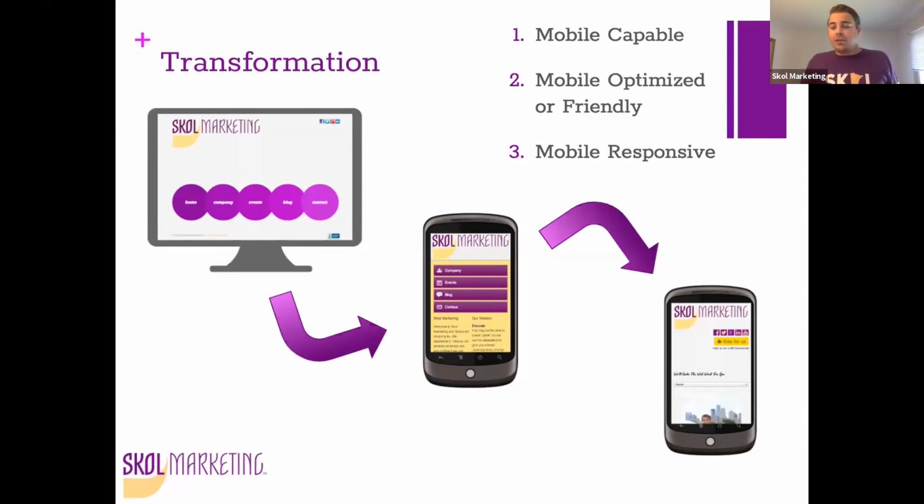Now, some buzzwords that you can hear thrown around that I like to throw out there for people is, one is mobile capable. That means that a website can show up on a phone, but we have to essentially zoom in on it. That's not good. If your website is mobile capable, we need to make sure that we get it to be mobile responsive or mobile optimized.